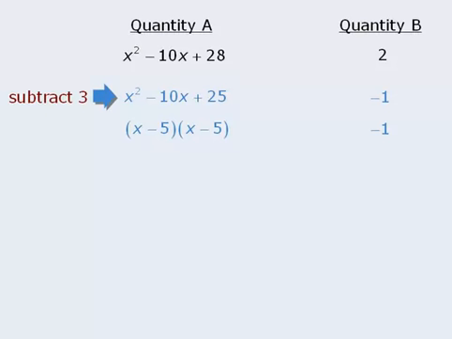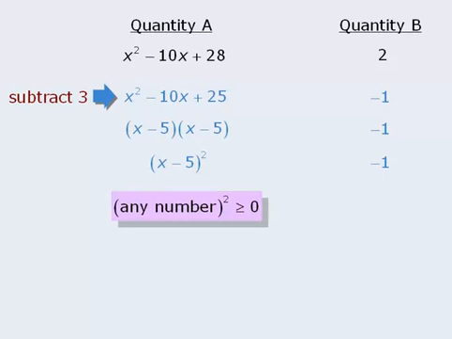Now from here, we can rewrite quantity A as x minus 5 all squared. Since the square of any value is always greater than or equal to 0, we know that quantity A must be greater than negative 1, which means the correct answer here is A.